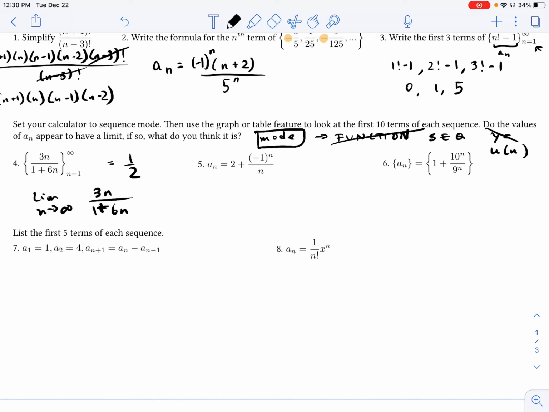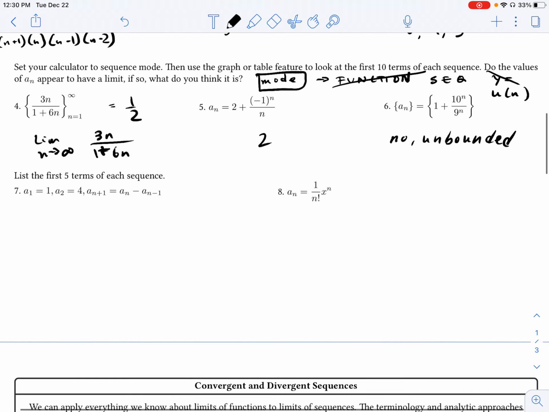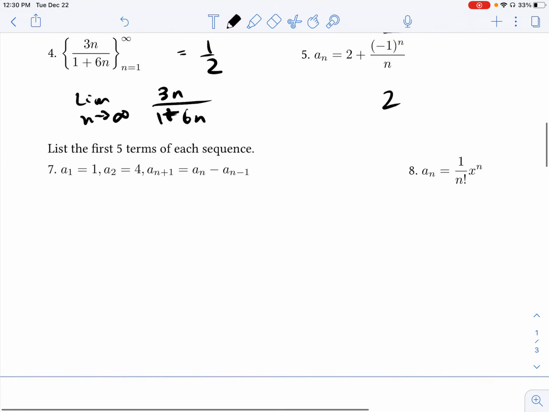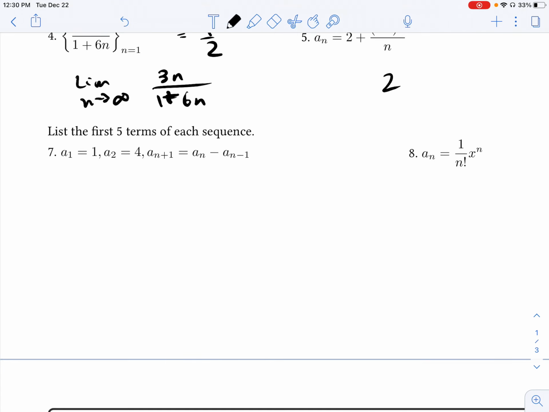And you can go ahead and pause this video and try these on your own. But you should see here that this one would get closer and closer to 2. These terms would get closer and closer to 2. And this one would be unbounded. This doesn't seem to ever settle in on a specific value.